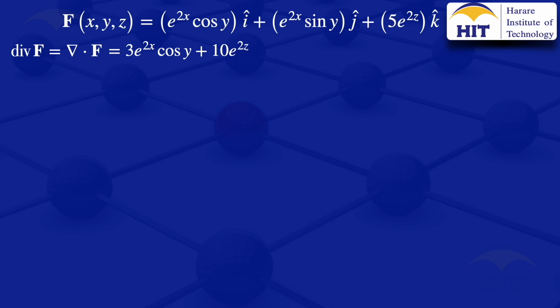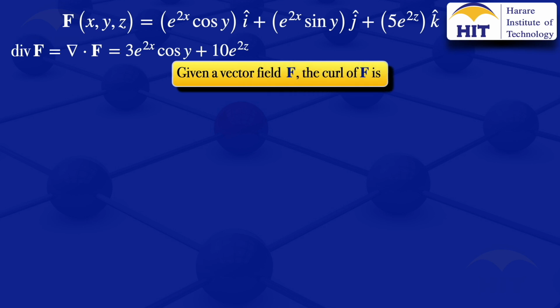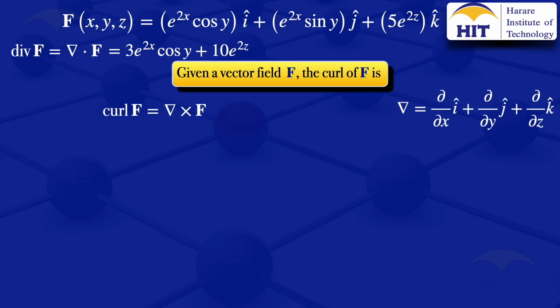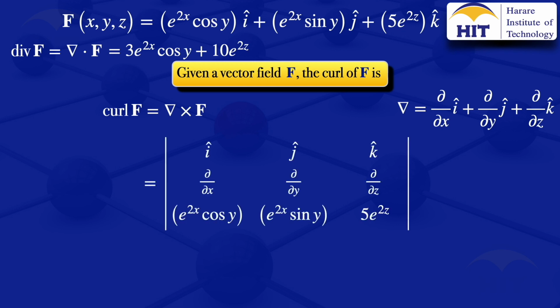I now move on to the next part, obtaining the curl of the vector field F. By definition, if you are given a vector field F, its curl is given by grad cross F. So we have our grad, the one that I talked about before, the three-dimensional one. For the cross product, we will take the determinant of the matrix whose first row is i, j, k. The second row has the partial derivatives. The third row has the elements of the given F: e^(2x) cos y, e^(2x) sin y, then 5 e^(2z).